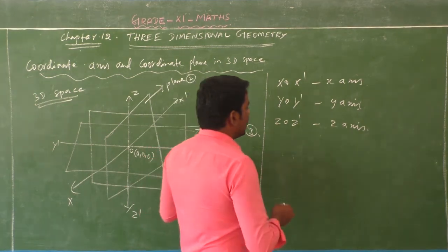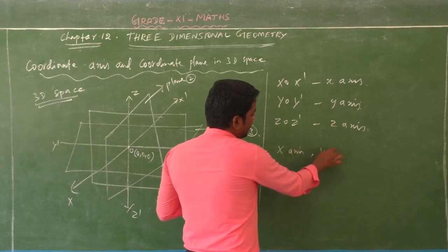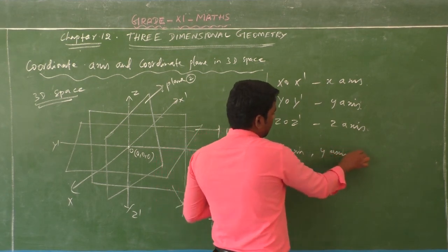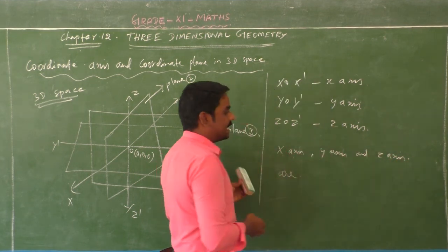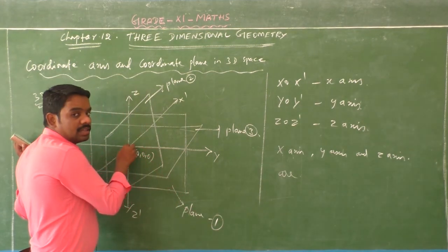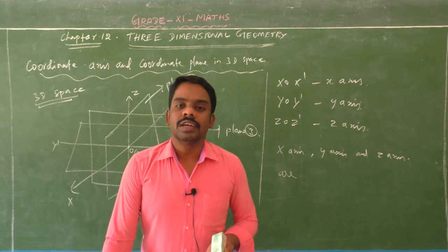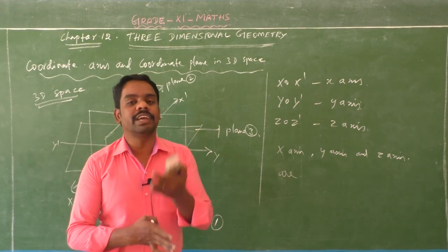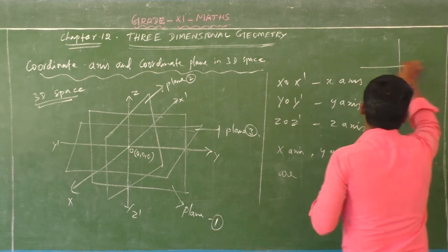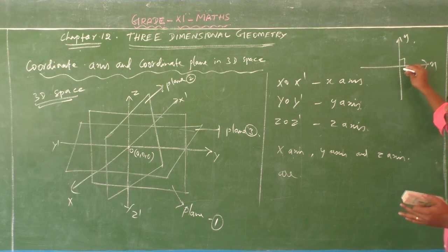The three axes, X axis, Y axis and Z axis, intersect at O and are also perpendicular to each other. You know about two-dimensional space: the x-axis and y-axis are perpendicular to each other. Here x and y, these two axes intersect at O, and they are also perpendicular to each other.